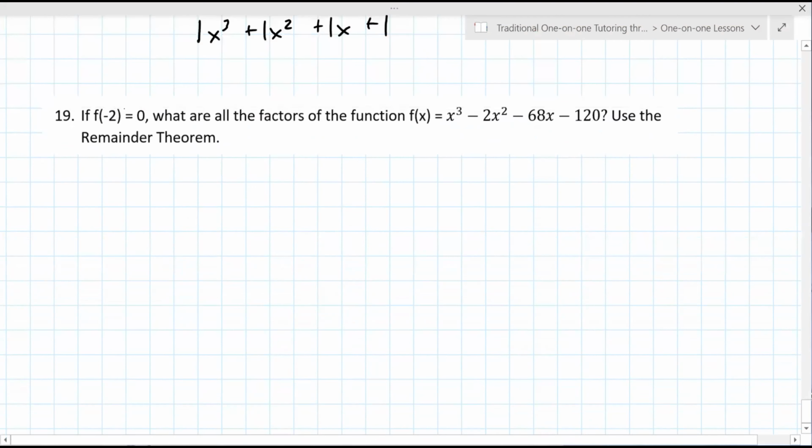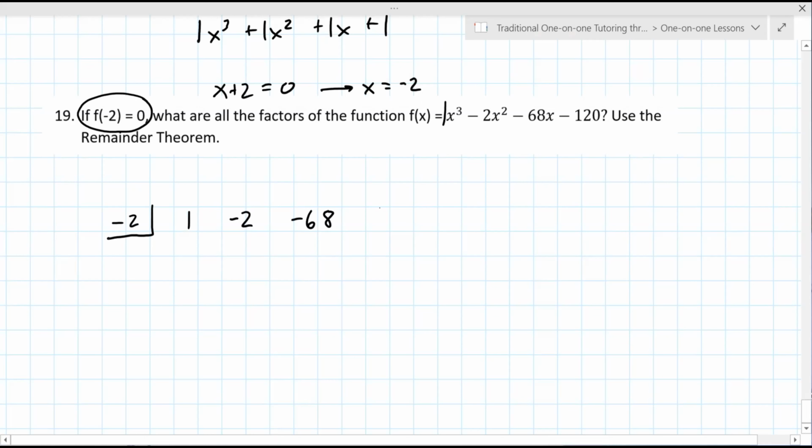Okay, this first part's key. This is what tells you what goes in the box. It's equivalent to, like, if I said x plus 2 equals 0, because that means that x is minus 2. That's why it goes into the box there. And then you need the coefficients here. So you need 1, minus 2, minus 68, and 120, minus 120. So again, step 1, bring the 1 down. Step 2, multiply. So you get minus 2 here. You add vertically.